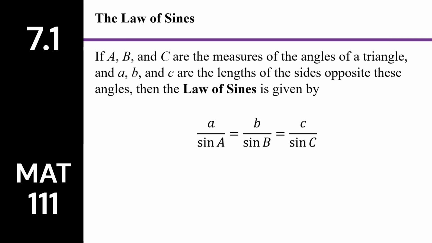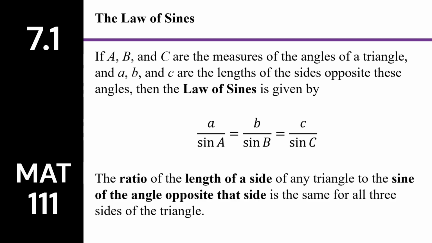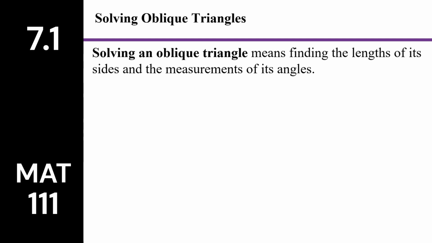The law of sines is a relationship amongst the sides and angles of any triangle. The ratio of the length of a side of a triangle to the sine of the angle opposite that side is always the same for all 3 sides of the triangle. Solving a triangle means finding all its sides and all its angles.